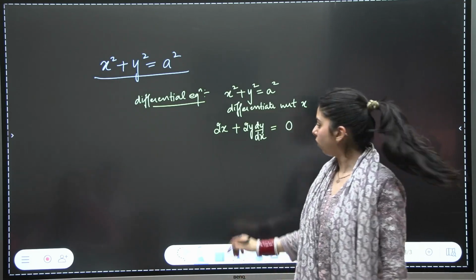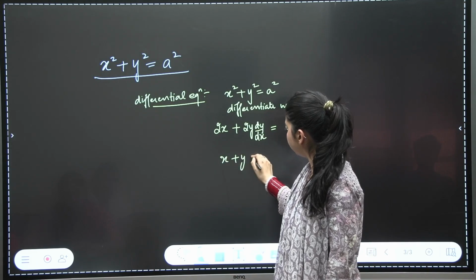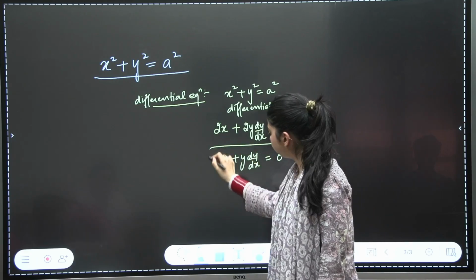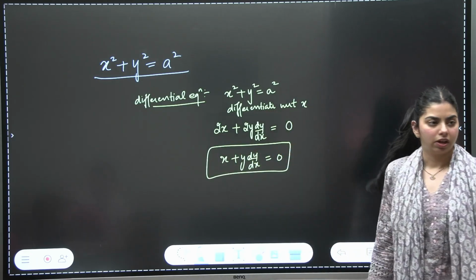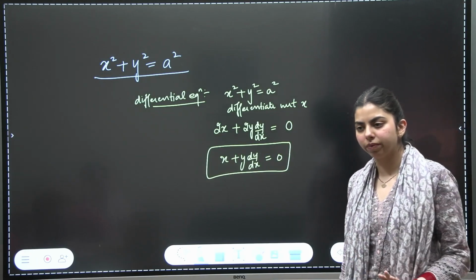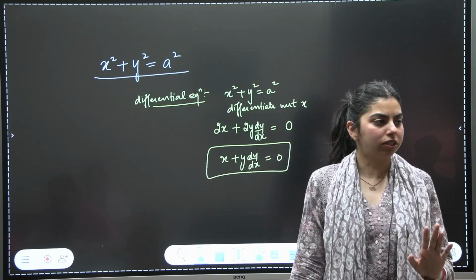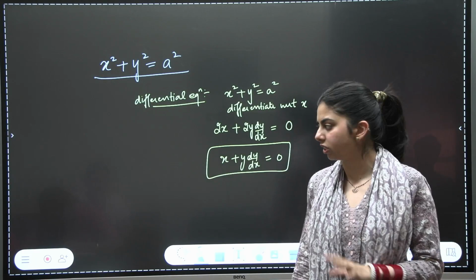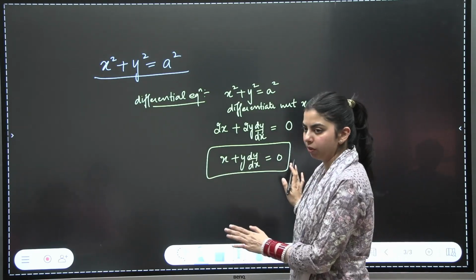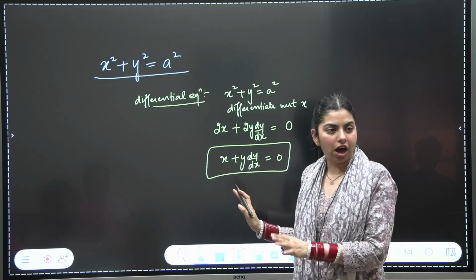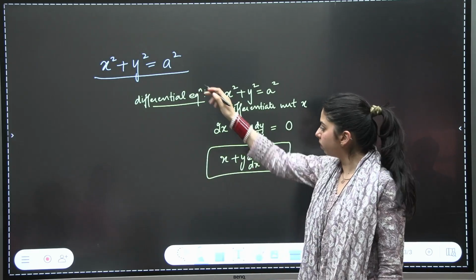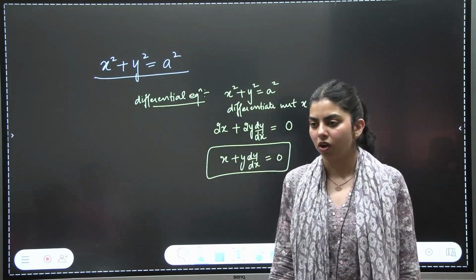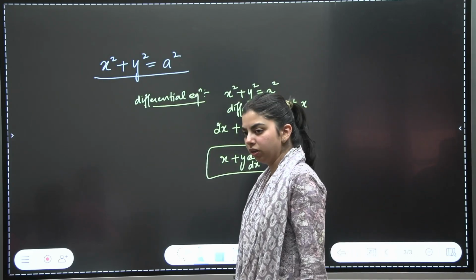Right? What do I have here? I have x plus y dy by dx is equal to 0. Right? This is my final differential equation. Why? Because now the constants are not there. There is no constant here. I do not have any arbitrary constant. Arbitrary constants are gone, and also there was only one arbitrary constant, and I differentiated only once. Understood? Alright.